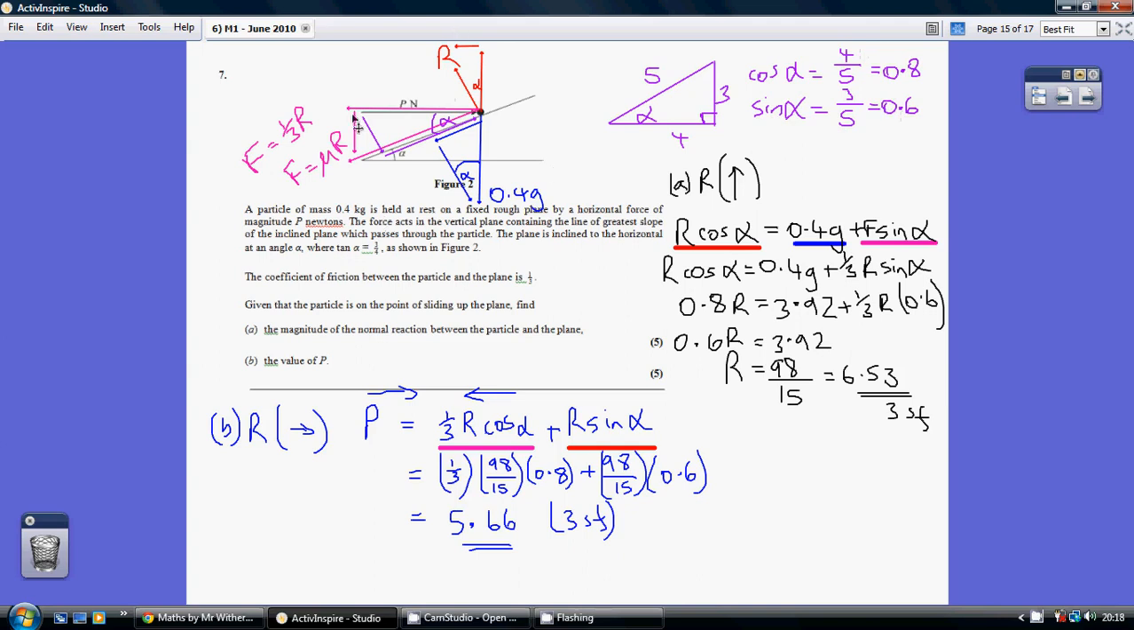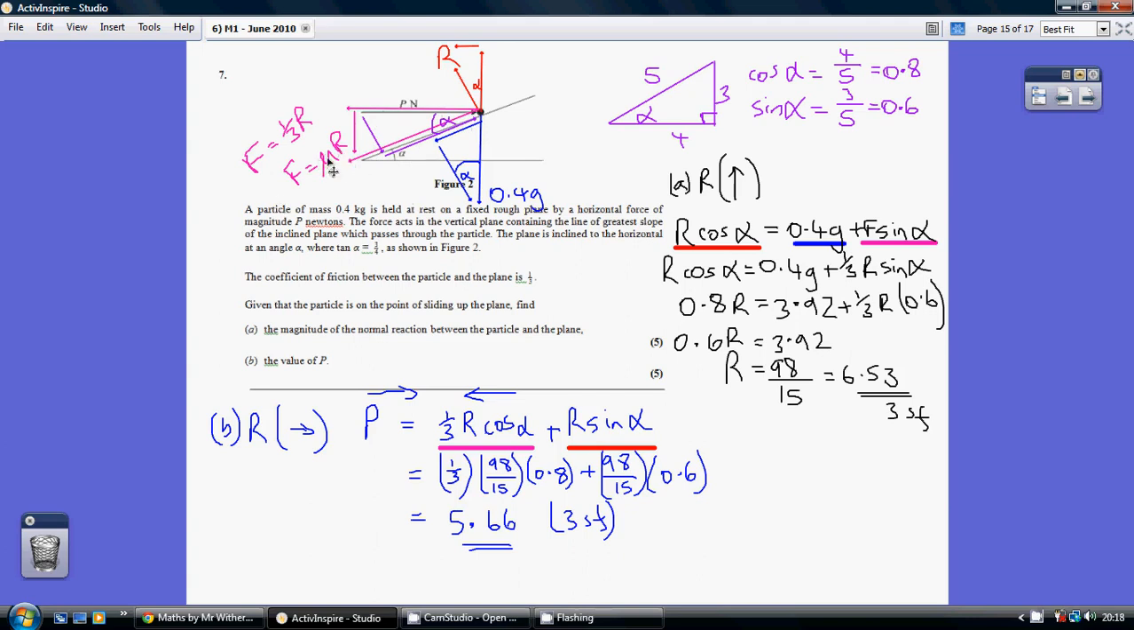Also, just draw in all the forces on your diagram to help you gather your thoughts. So we've got the normal reaction being perpendicular to the slope. We've got the weight going straight downwards. We can break this horizontal force into its two components, and we've got the friction going down the slope. That's in the opposite direction to the force being put on.